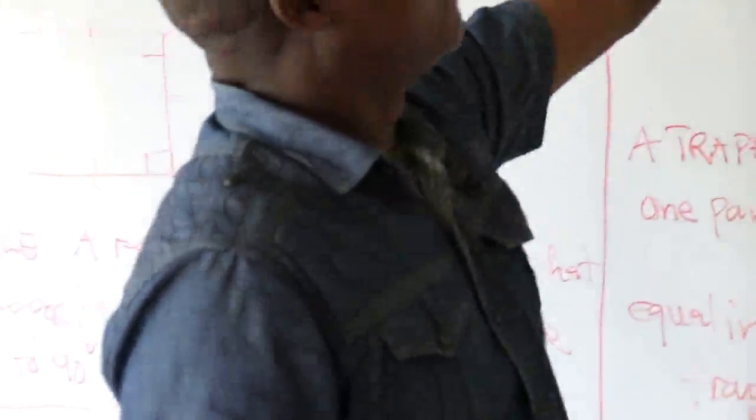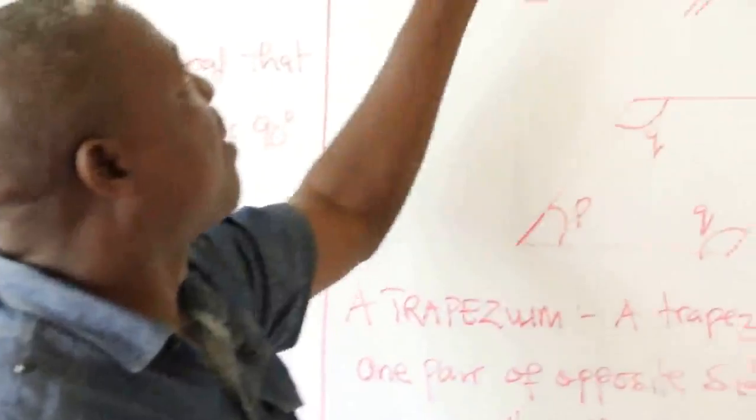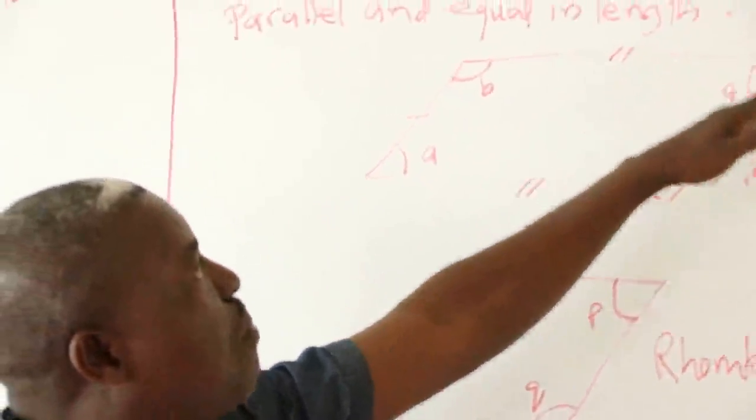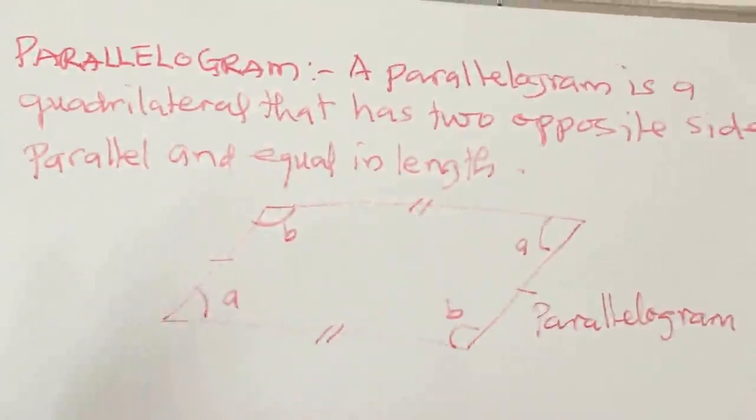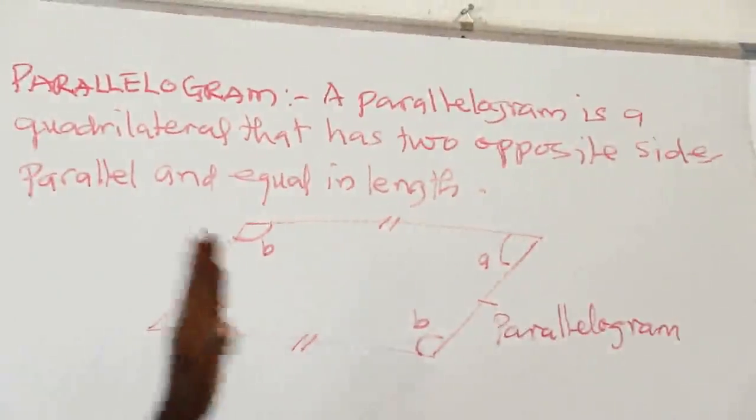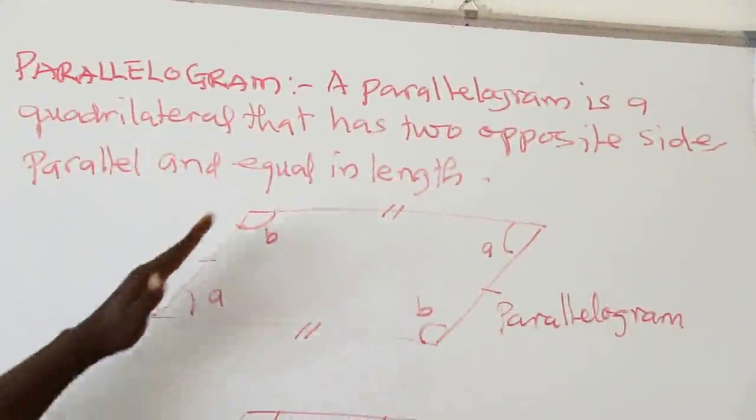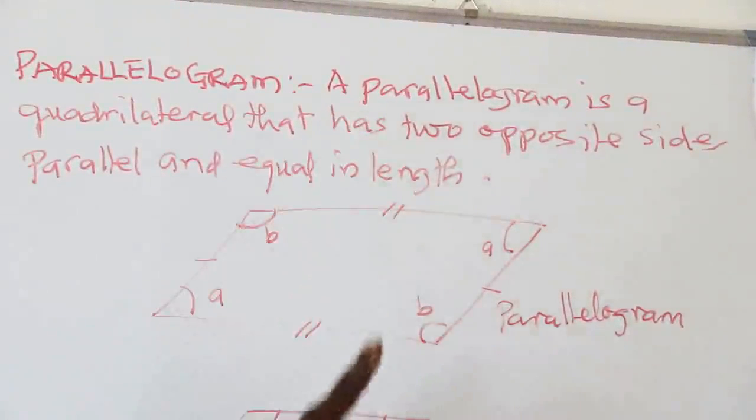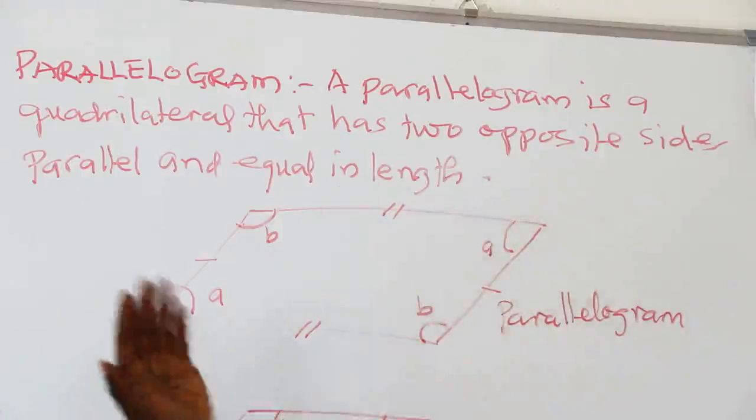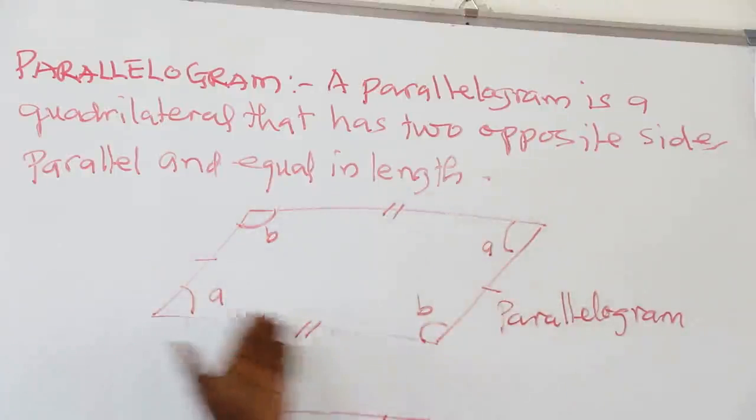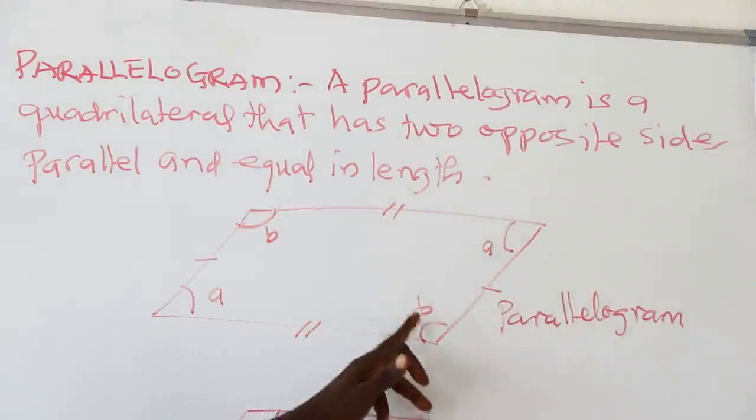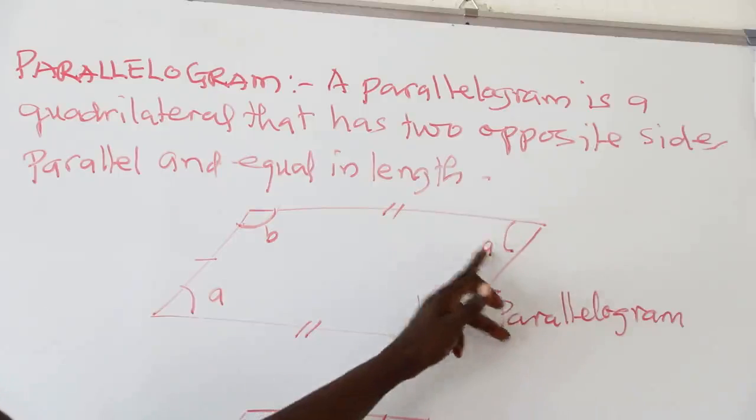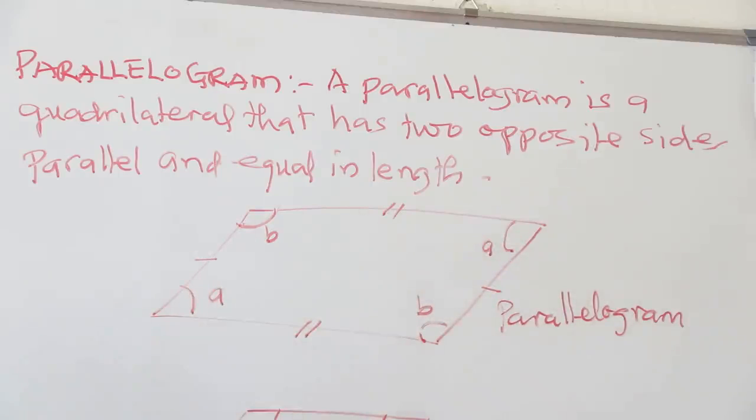Parallelogram. A parallelogram is a quadrilateral that has two opposite sides parallel and equal in length. You can look, this side is parallel to this side. This side is parallel to this side. And if you look at the angles, this angle is equal to this angle and this angle is equal to this angle.